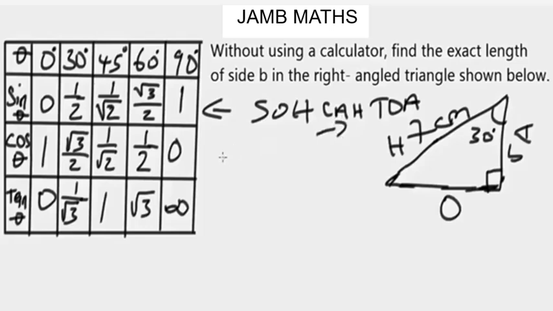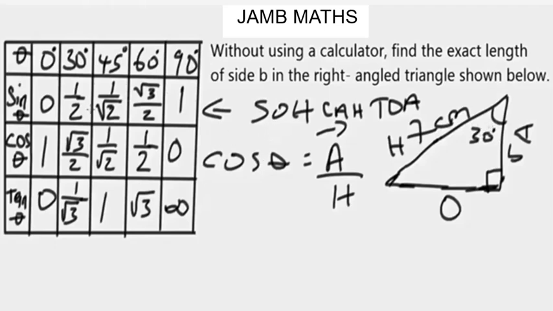That's cos theta equals adjacent over hypotenuse. So we are not dealing with the opposite here. We are given our angle, theta, which is 30 degrees. So it asks us to find cos 30.